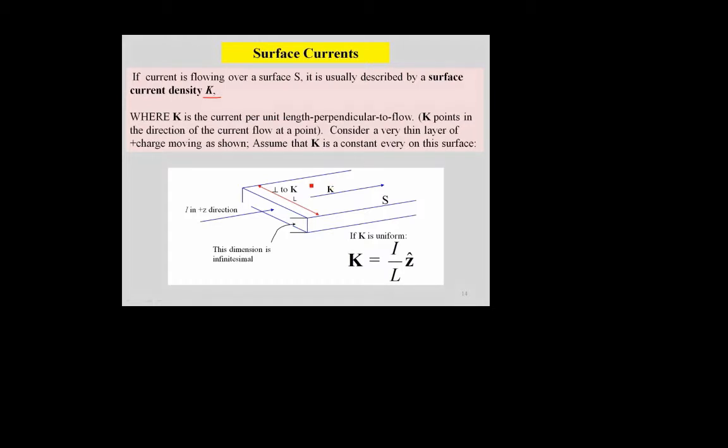If K is a constant everywhere on this surface, then if we have a total current I flowing along this surface, the K is defined as the total current divided by the length or width of this surface current. So this line that I've drawn here is perpendicular to K, and if that's the case, then we have capital K being the current divided by length, the width of the place where current is flowing. In this case, the z hat would be a vector parallel to K. Okay, so this is a very peculiar case where K is a constant over the entire width of the surface.